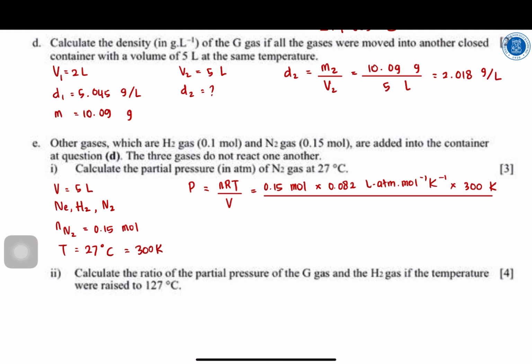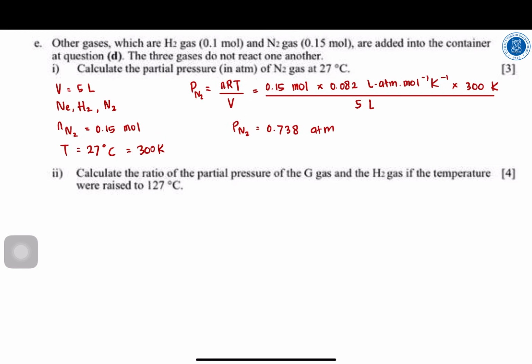And we are going to divide this by the volume of the container, which is 5 liters. So we have here 0.738 atmosphere. So this is the partial pressure of nitrogen. So this is the value of the partial pressure of nitrogen.